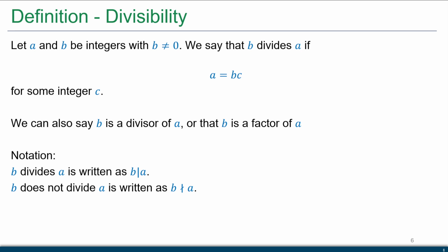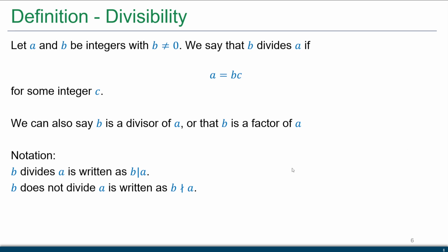We can also say that b is a divisor of a, or that b is a factor of a. By factor, we mean if a can be decomposed into a product of things, then each one of those is a factor of a. When we're writing this mathematically, the notation is b divides a, written as b | a. And if we use the division algorithm and find that there is a non-zero remainder, then b does not divide a.